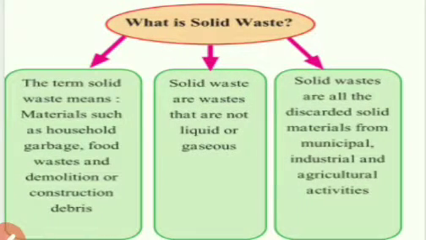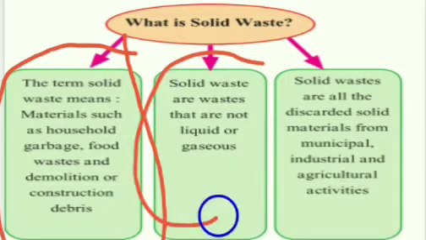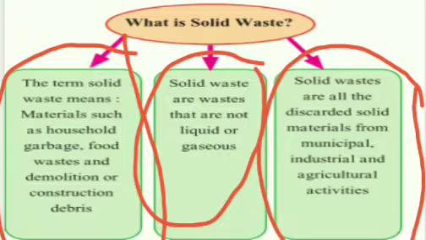Let us start with the meaning of solid waste. The term solid waste means material such as household garbage, food waste and demolition or construction debris. As the word itself indicates, the waste does not include any gaseous or liquid waste. And the third part is, solid wastes are all the discarded solid materials only from municipal, industrial and agricultural activities. So this is the simple meaning of solid waste.